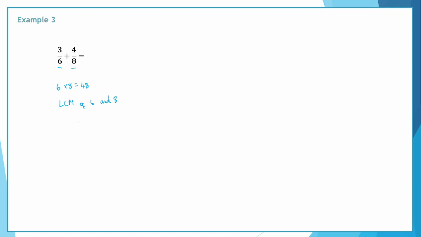So let's start with 6. We'll start off with doing our tree method. So 6 breaks down into 2 and 3. Well, this is prime and this is prime, so we don't go any further. So we know that 6 is equal to 2 times 3.